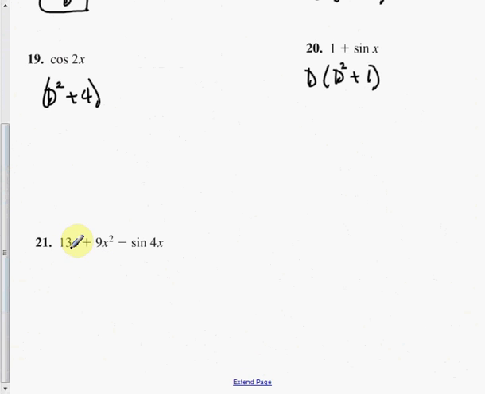All right, so 13x plus 9x squared is annihilated by D to the 3rd, the sine 4x is annihilated by D squared plus 16. It's the product then that you need, D to the 3rd times parentheses D squared plus 16. Now, let's solve a problem.